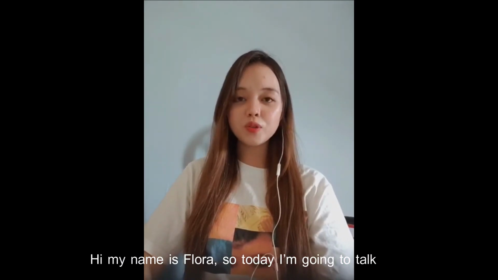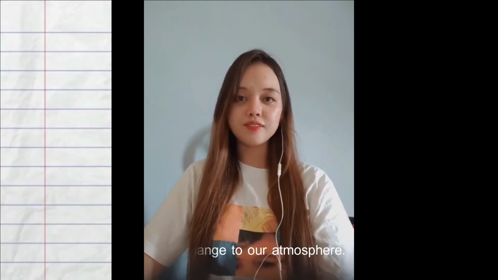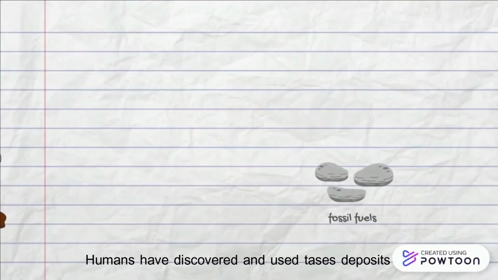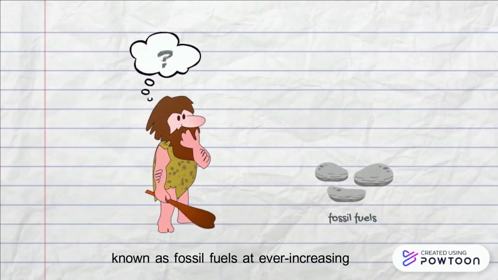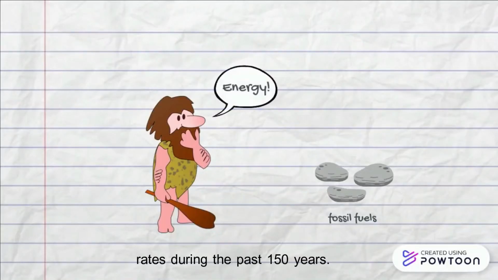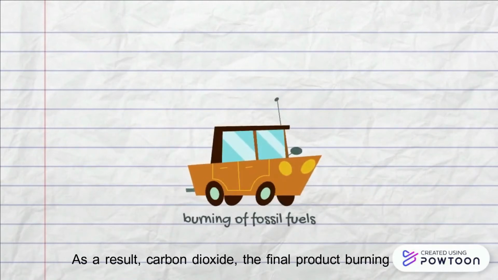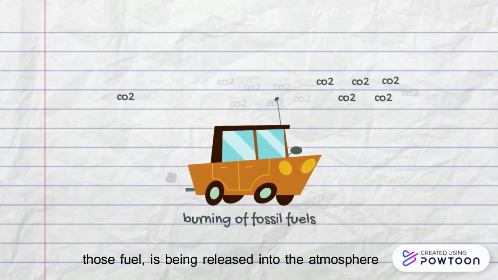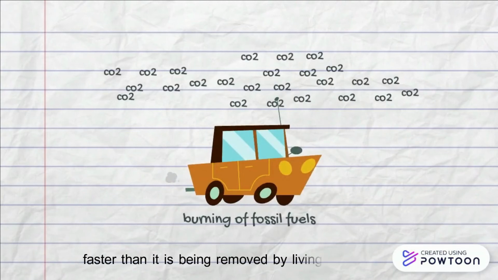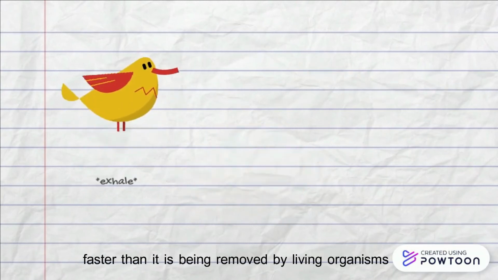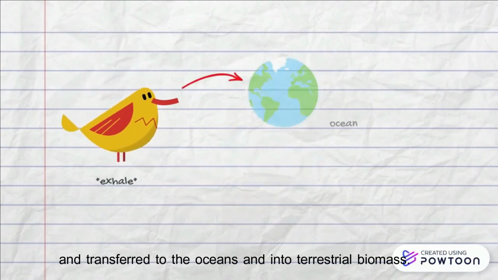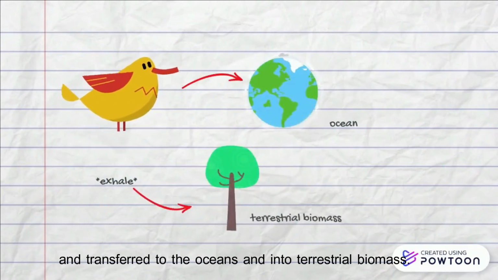So today I'm going to talk about the effect on the carbon cycle that brings change to our atmosphere. Humans have discovered and used a texas deposit known as fossil fuels at an ever increasing rate during the past 150 years. As a result, carbon dioxide, the final product of burning those fuels, is being released into the atmosphere faster than it is being removed by living organisms and transferred to the oceans and into terrestrial biomass.